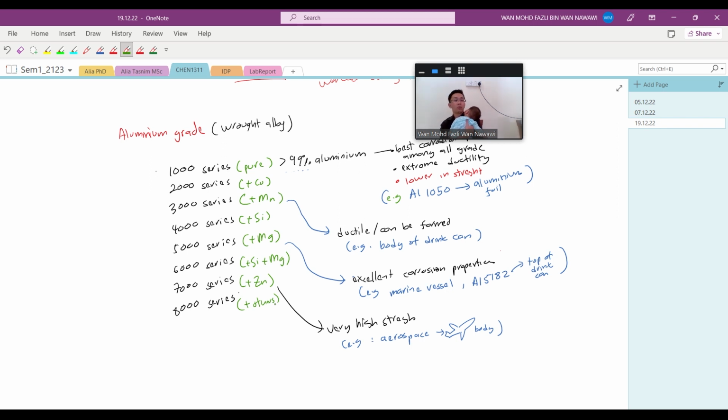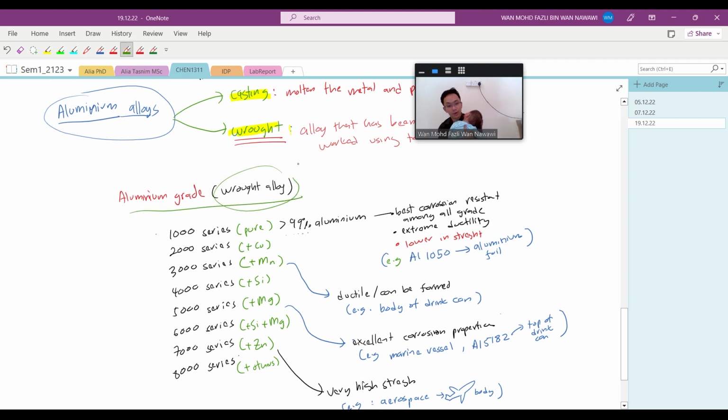So what I want to say here is that even though it is the same aluminium, when you make alloys, you can make different types of aluminium alloys. In this case, you have 1000 until 8000. This is an example of aluminium grades for wrought alloy. We don't talk about casting, okay. Casting is another thing, so I don't want to talk about that. Because you encounter aluminium most of the time, you should know that aluminium alloys are not all the same.